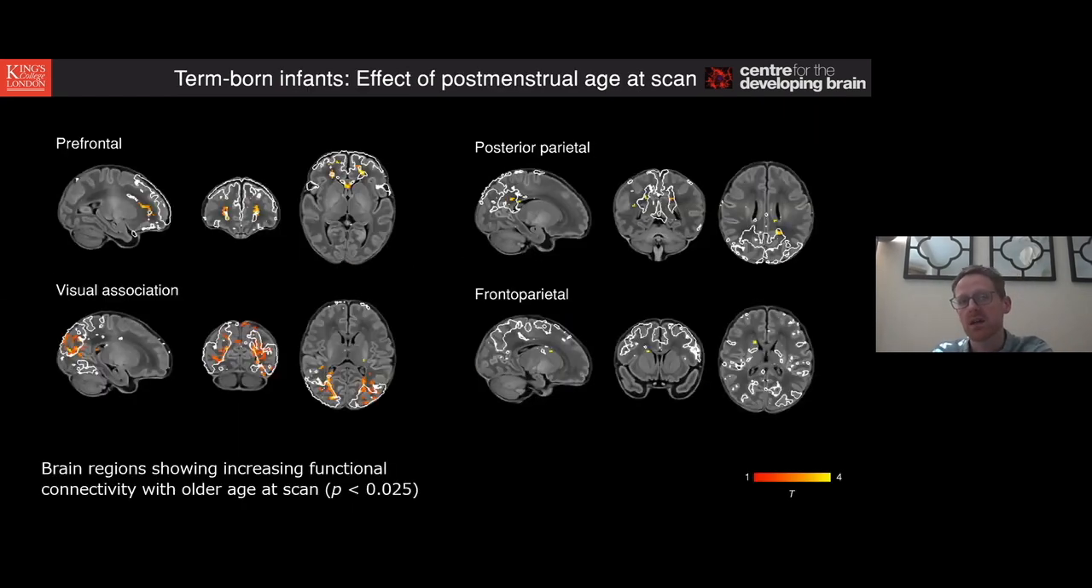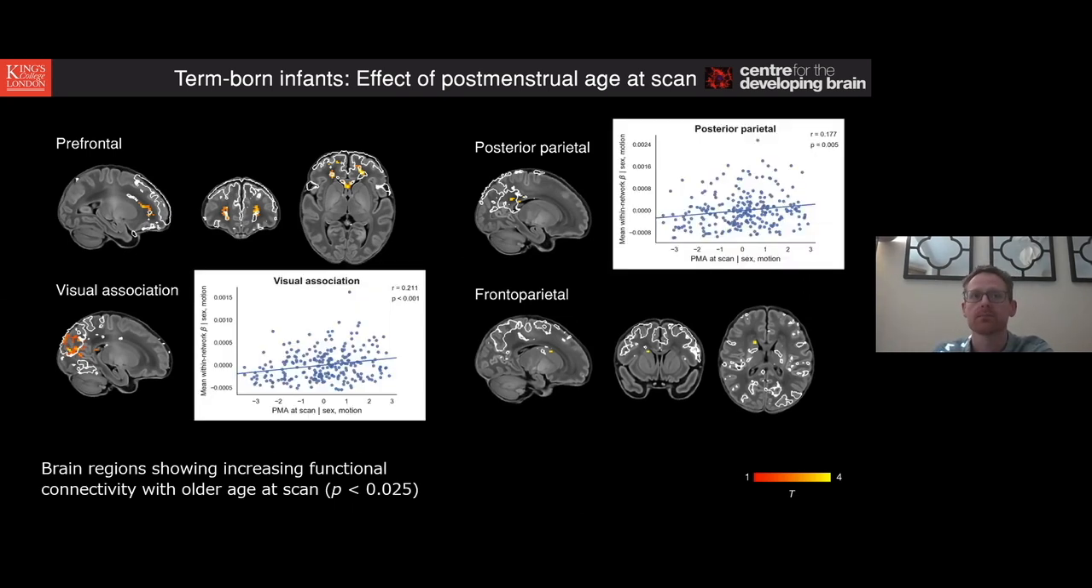Next, we evaluated the effect of age at scan as a continuous variable while controlling for sex and motion. So here, the red-yellow maps show regions where functional connectivity significantly increased with age, and the white lines show the outlines of the group-level networks, thresholded to Z value of 3. So we found areas of increasing connectivity with older age at scan across these 4 networks, which were all higher order association networks. We didn't find significant changes with age at scan in any of the primary networks.